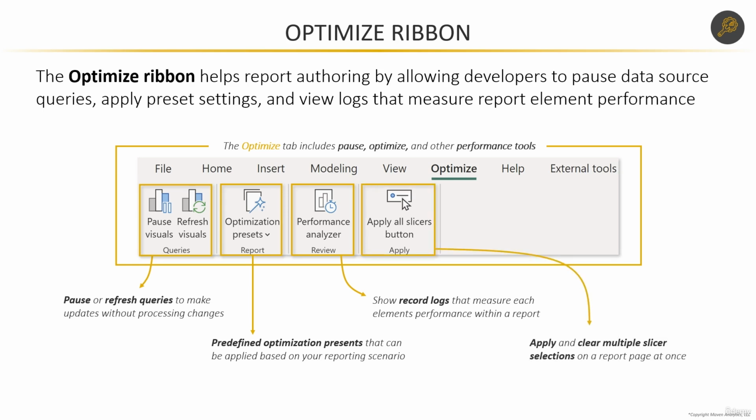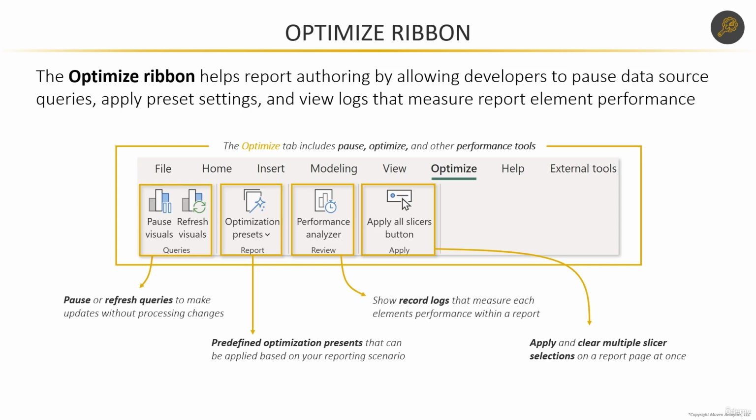And then last but not least here, there's an Apply All Slicers option, which allows report authors to either apply or clear all slicers on a page. Now, this optimization tool is most useful when your report contains multiple slicers.